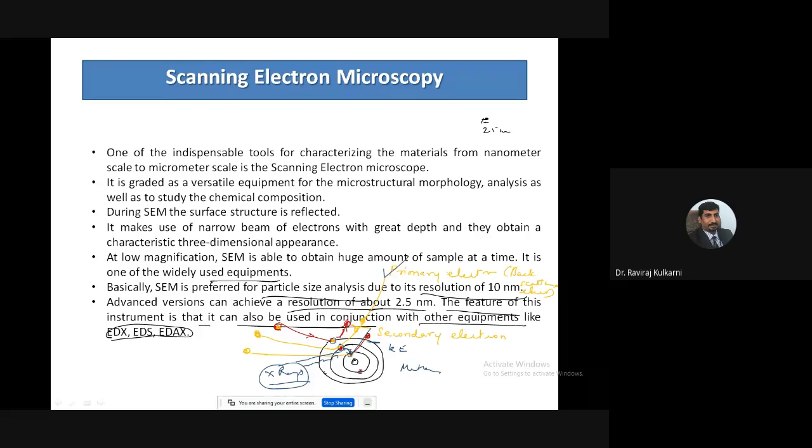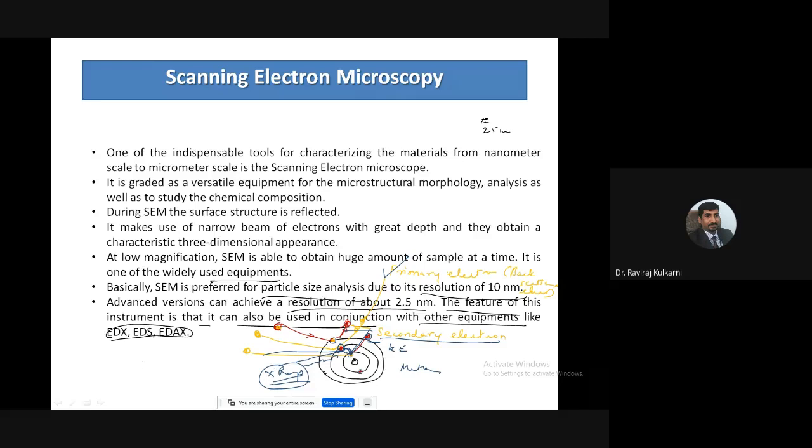One, backscattered electron. Primary electron only backscattered. Another one, secondary electron. When the primary electron hits, it gives a secondary electron. Third case is this electron hits and it is also scattered, but it removes an electron, and an electron from the higher energy level comes down here. When it goes here, it radiates light in the form of X-ray, and this is characteristic X-ray.